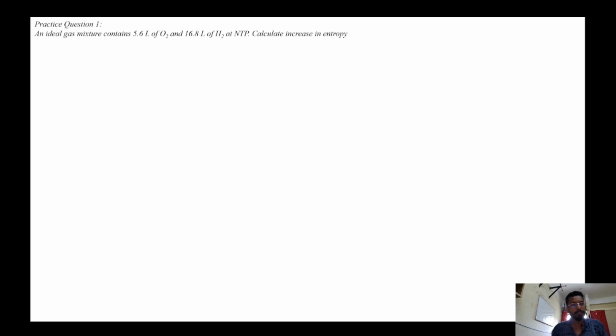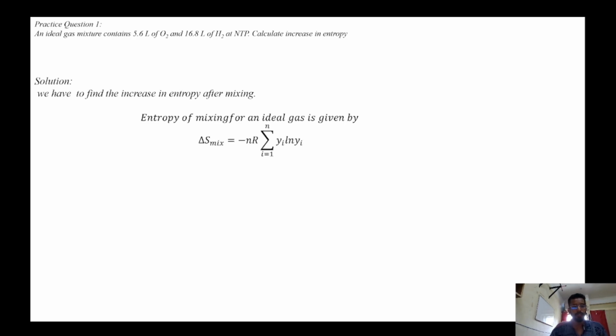So practice question 1 is, an ideal gas mixture contains 5.6 liter of oxygen and 16.8 liter of hydrogen at normal temperature and pressure. Calculate the increase in the entropy. So we have to find the increase in the entropy after mixing. The entropy of mixing of an ideal gas is given by delta S mixing is equal to minus NR summation of mole fraction into Ln mole fraction of component i, where i goes from 1 to n.